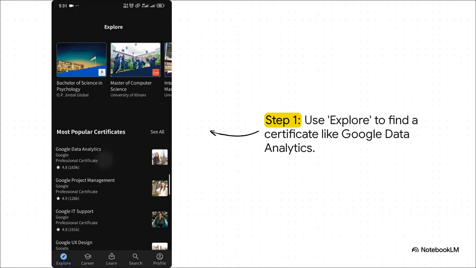Go ahead and grab your phone, and let's find that magic link. Okay, first things first. Open up the Coursera app. Head over to the Explore tab, and you'll probably see a bunch of popular certificates. For this example, let's just go with the Google Data Analytics one. Just give that a tap to get started.